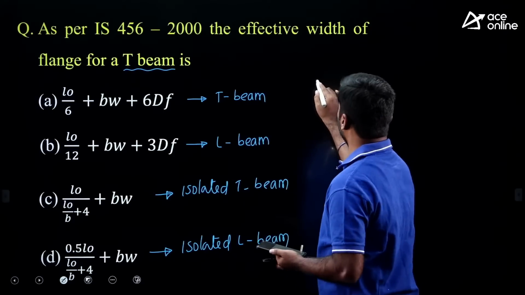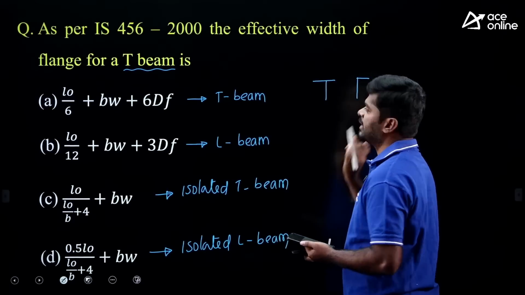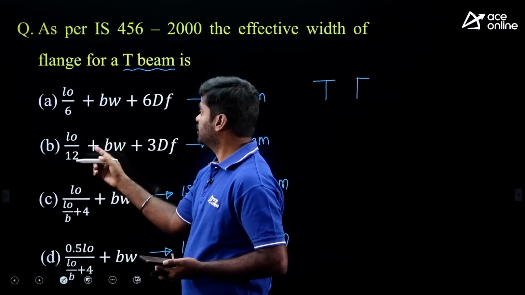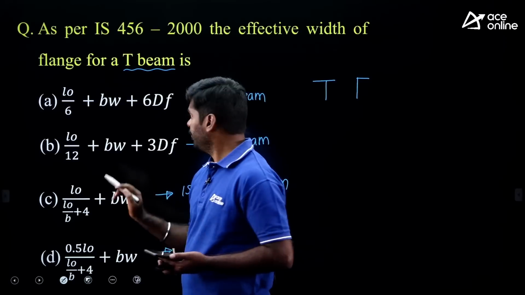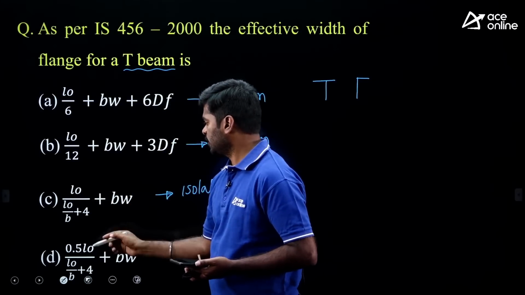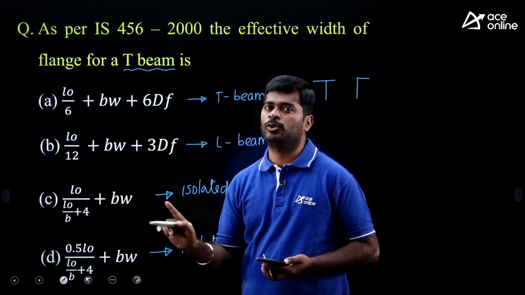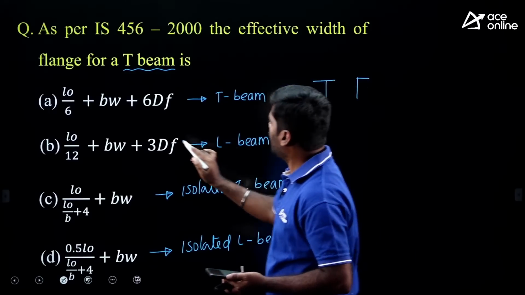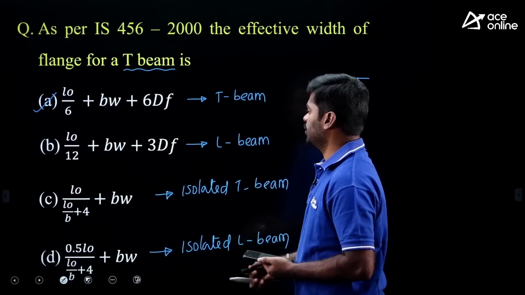Easy to remember, my dear. This is the T and this is the L. That means half of the T is nothing but L. If you remember this formula, then for L-beams, half means L0/12. Don't disturb bw. 6Df, half means 3Df. Similarly, for this case also, if you write 0.5 here, that will be the formula for an isolated L-beam. For this question, option A is correct. Then move to the next question.